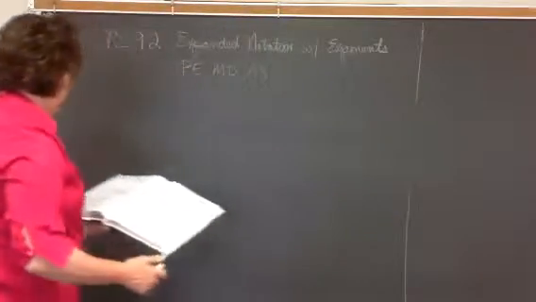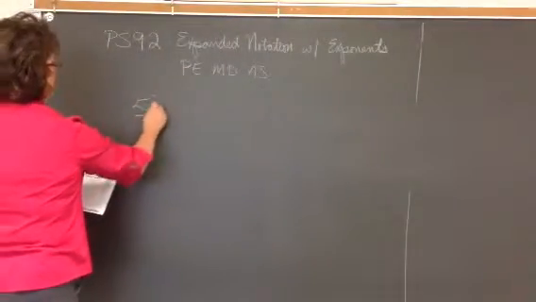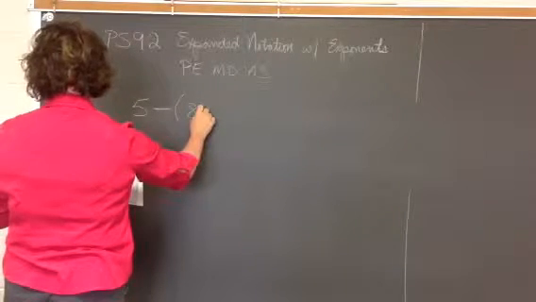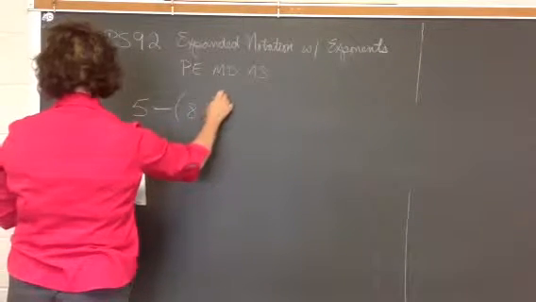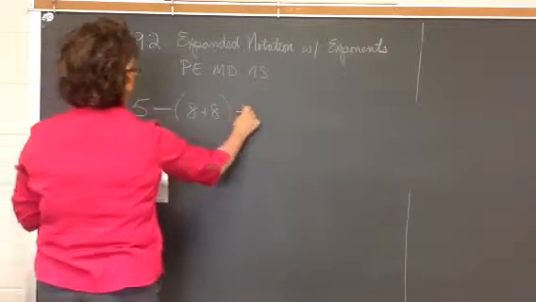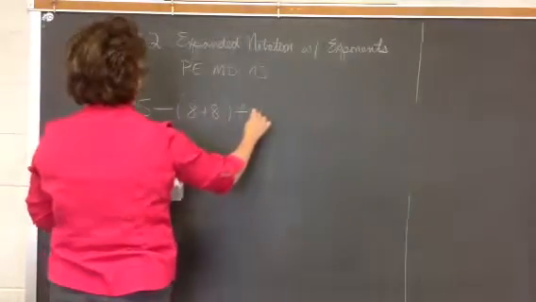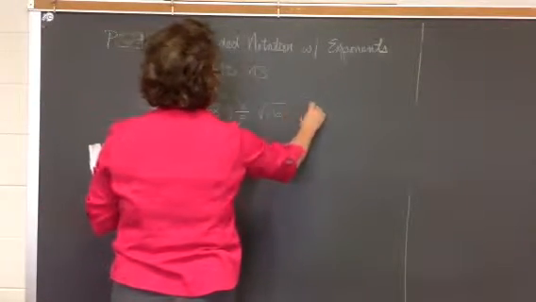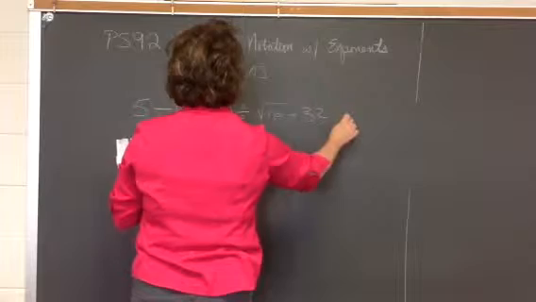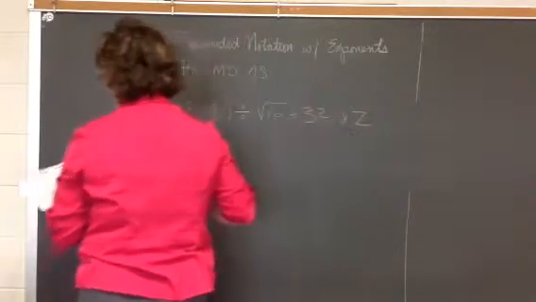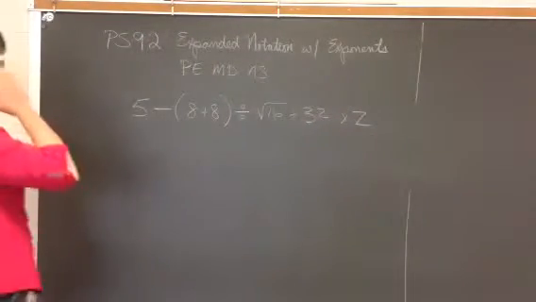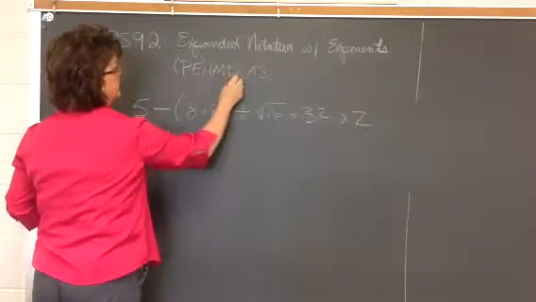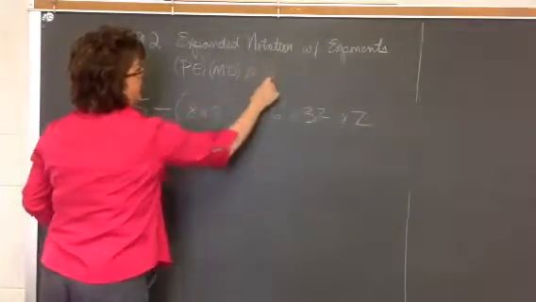So let's say I give you, this one's right from the book, James, 5 minus parentheses 8 plus 8 divided by the square root of 16 plus 3 squared times 2. Okay. Please excuse. We're going to put parentheses around that as a reminder. Do this first. Parentheses, exponents, then multiplying, dividing, adding, subtracting.